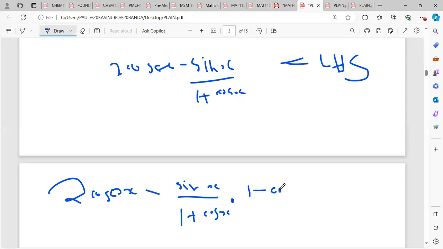Okay. So the conjugate there, we're just going to put a minus where there's a plus there. The same expression, but with a minus there. So cos x is equal to the left-hand side.